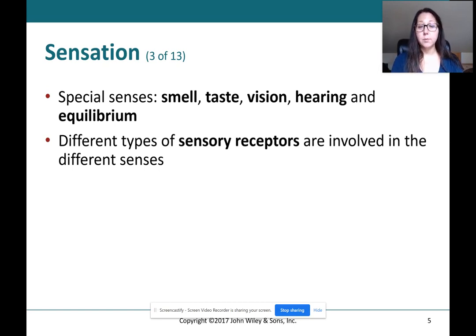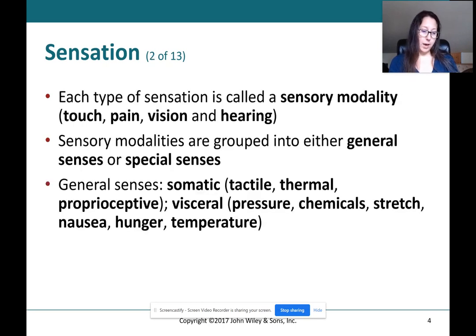Different types of sensory receptors are involved in different senses, and a single neuron only senses one thing, so they don't share functions. So a hearing neuron is only going to do hearing, or if we go back to the previous general senses, a proprioceptive neuron is only going to do proprioception. It's not going to sense temperature. Okay.